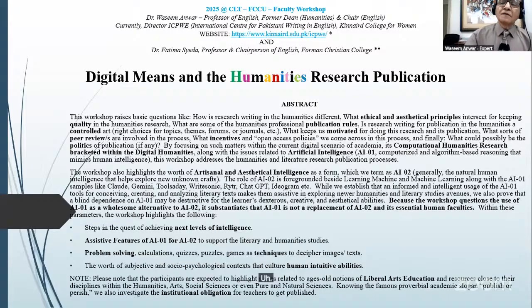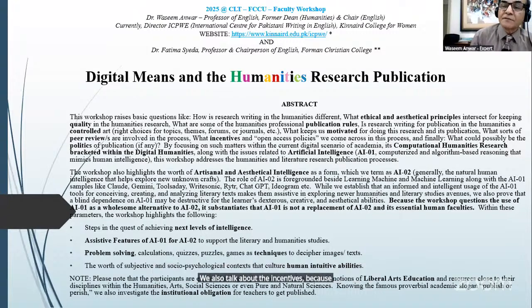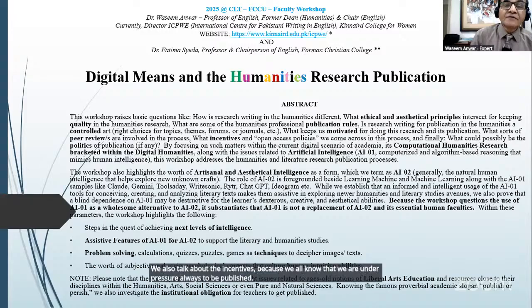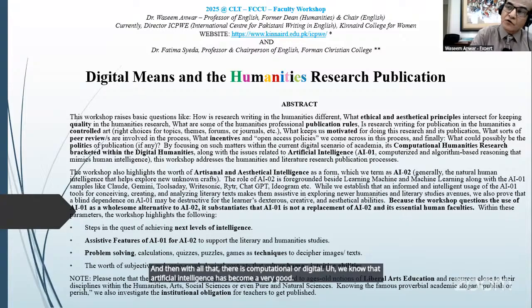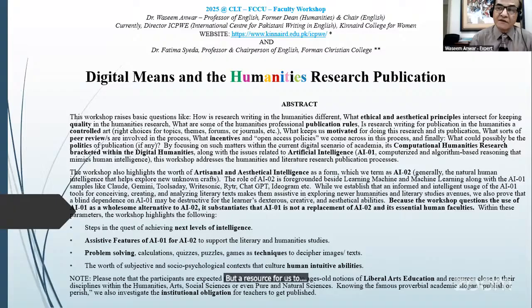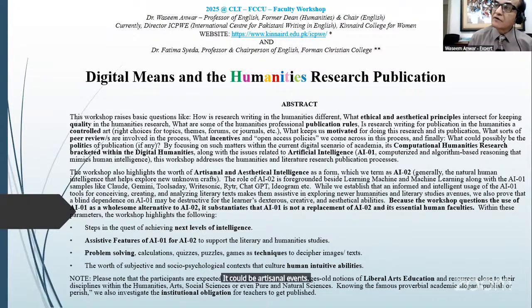We will also pick on why peer reviews are important for humanities publication. We also talk about the incentives, because we all know that we are under pressure always to be published. And then with all that is computational or digital, we know that artificial intelligence has become a very good resource for us to learn many things through it. But I think humanities bears with it something even more important, which could be aesthetical, which could be artisanal even. And that's why we name it A2, and artificial intelligence we name as A1.